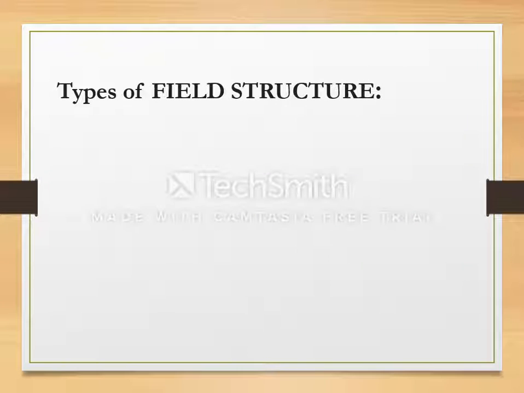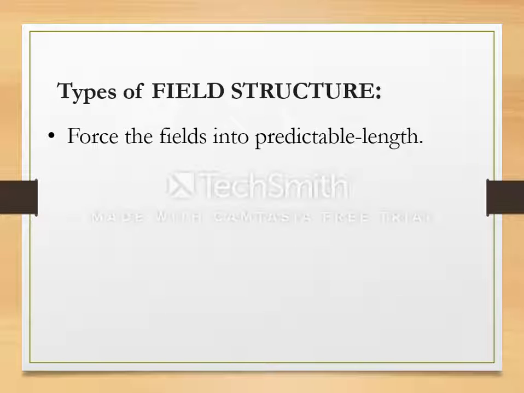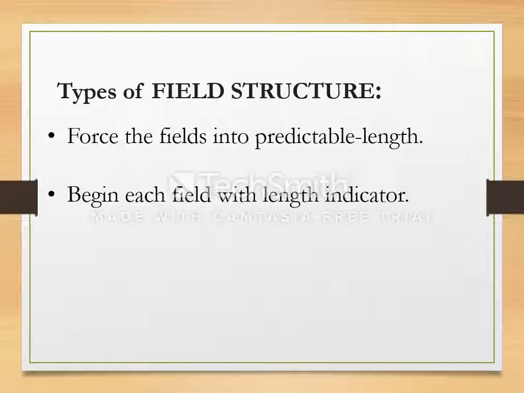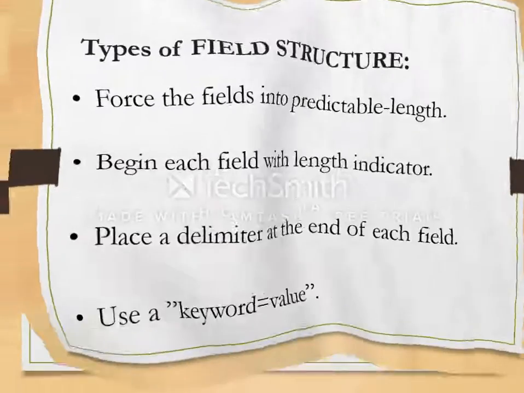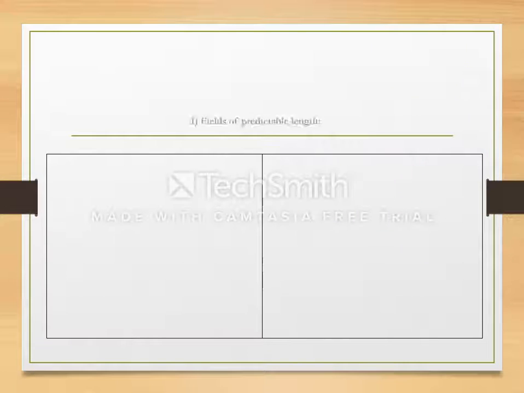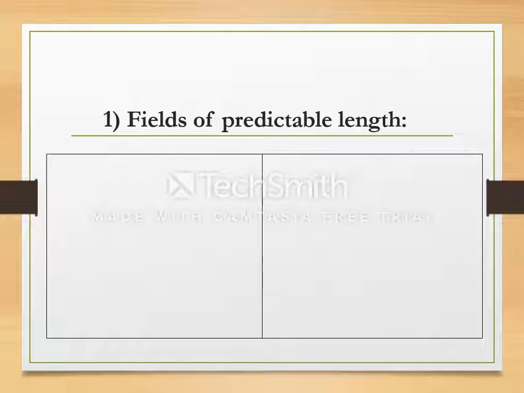There are four types of field structure. First, force the fields into predictable length. Second, begin each field with length indicator. Third, place a delimiter at the end of each field. And the last one, use a keyword equal to value. First type, that is, first, force the fields into predictable length.